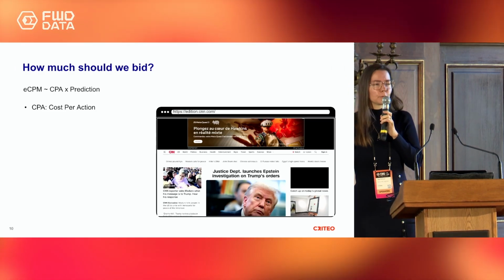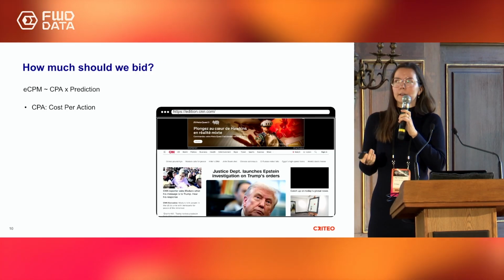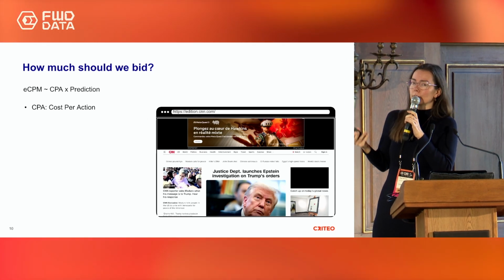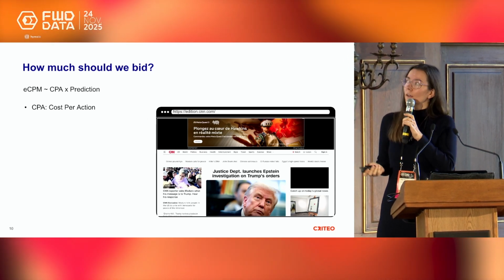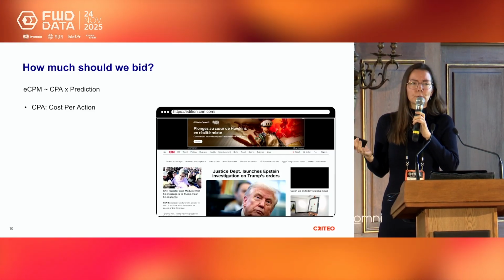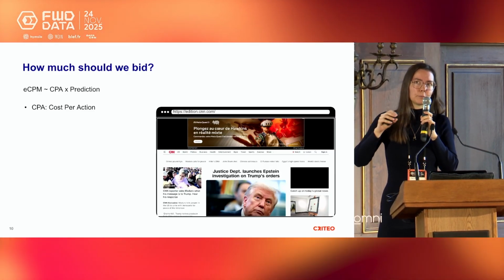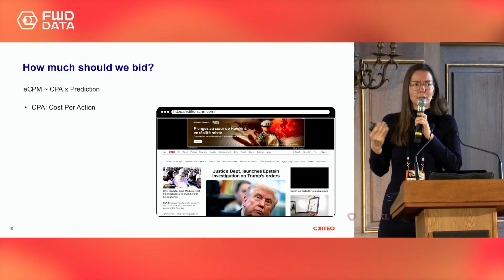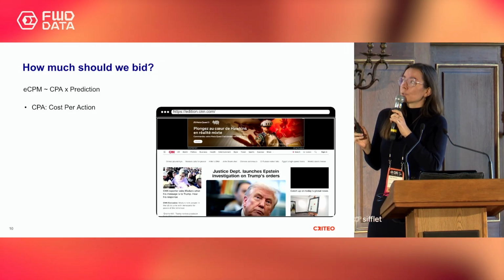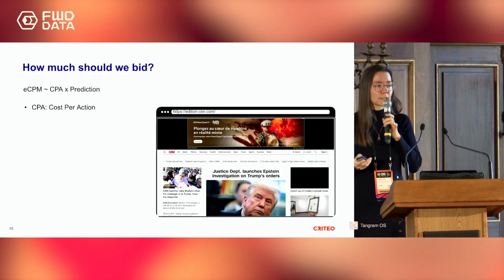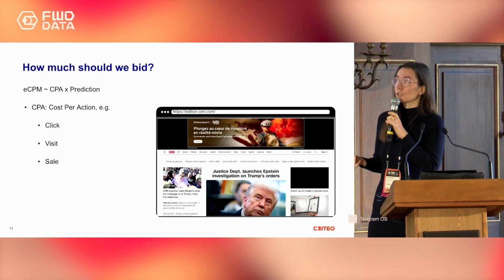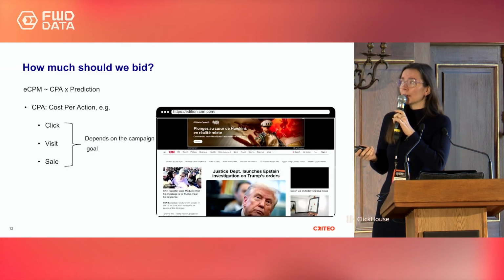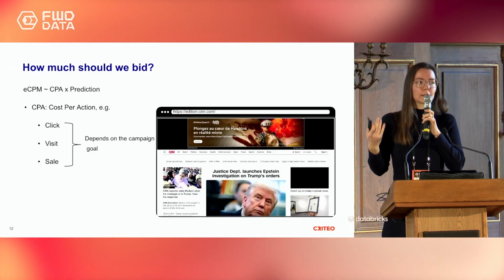There's a big formula for what we refer to as eCPM, expected CPM. A big part of this formula is something called CPA, cost per action, times the machine learning model prediction. And yes, I know here I use CPM, so cost per mille. This is for historical reasons. Even though we do it on a per impression basis, it's just much easier to pronounce numbers that are 1,000 times that. Okay, so cost per action refers to the cost that the advertiser is ready to pay. The action could be a click, a visit, or a sale. That depends on the campaign goal, so it's something that is defined by the advertiser.